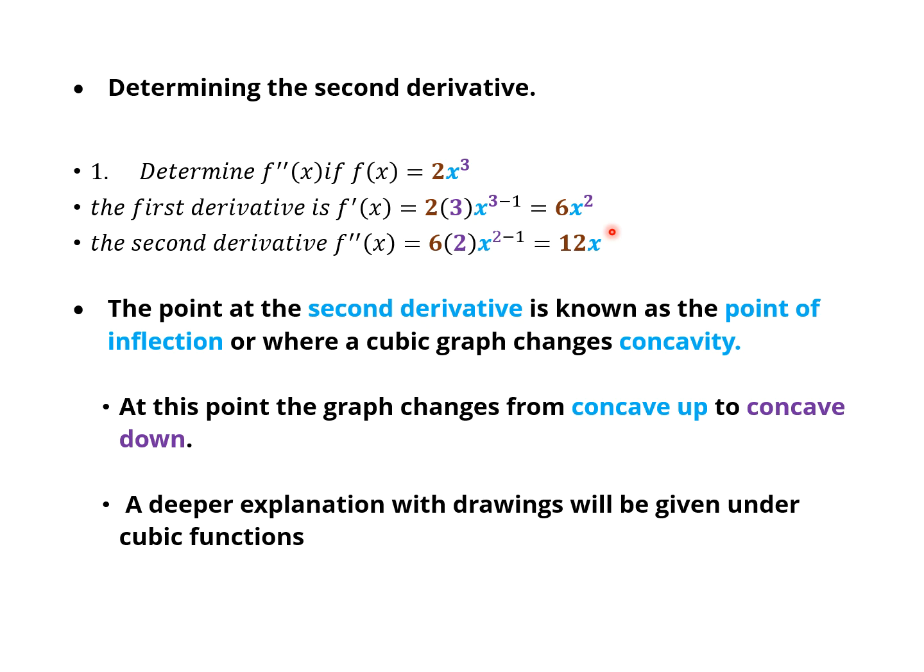Now, under cubic functions, we will do this in more detail, but I'll give you a brief explanation, because sometimes, as I said, this question appears under question 8, under the rules of differentiation and first principle problems. The point of the second derivative is also known as the point of inflection on a cubic graph, and that point is where the graph changes concavity. So what we technically mean is it changes from being concave up to concave down. A deeper explanation will be given with drawings under cubic function.